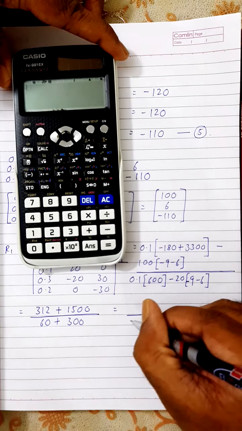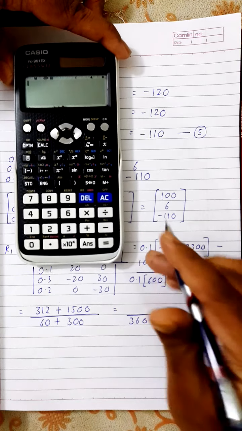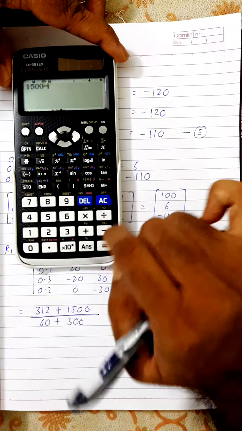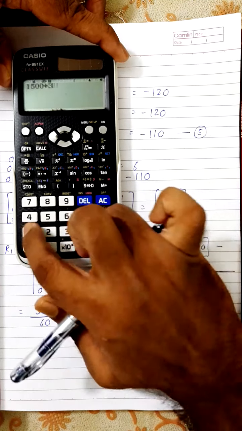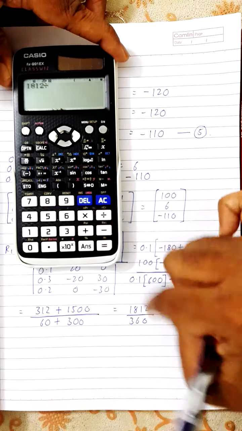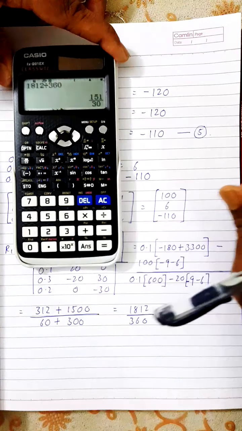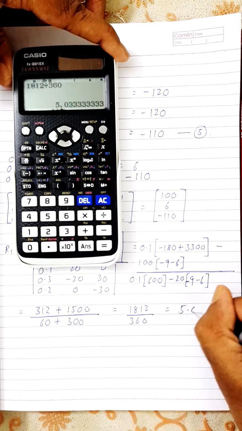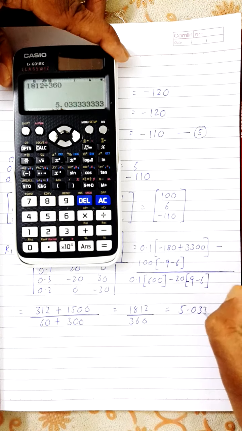the denominator is 360. So now I can use the same denominator to find R2, right? And here it is 1500 plus, sorry, plus 312. We have 1812, which means R1 is 1812 divided by 360, which is 5.033 ohms. This is the same answer I got in the previous problem. Even when I did the node analysis also, I got the same answer, which is why I'm confident that this answer is correct, okay.